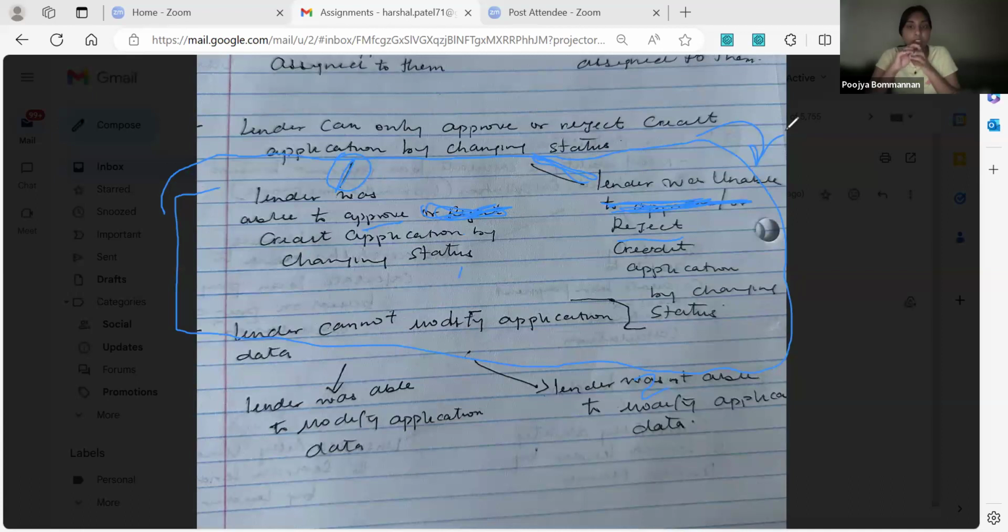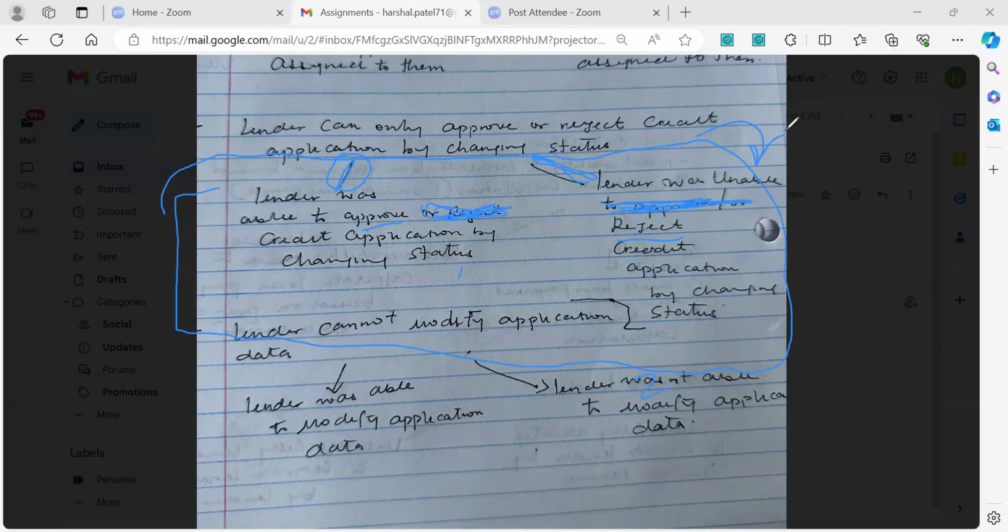So in this scenario, one of the scenarios is that they cannot change the status if the application is approved. That is correct? If the application is already approved, they shouldn't be able to change the status. That's again why we said 3C and T, right? Now, does it say it here in the requirement? It does not, right? But what it says is lender can only approve or reject credit application by changing status, but it doesn't say can they change it from approve to reject or reject to approve.